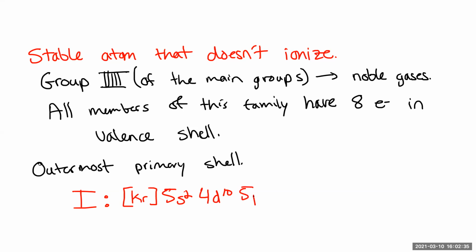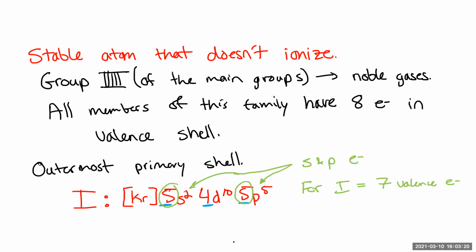So 5p5. Now looking at this, remember that these numbers right here represent the primary shell, okay, the primary quantum number. And the highest quantum number is 5, as you can see here, okay? And so in general, for valence electrons, we say that they are the outermost s and p electrons, okay? So for iodine, and in general for halogens, there are 7 valence electrons, okay?